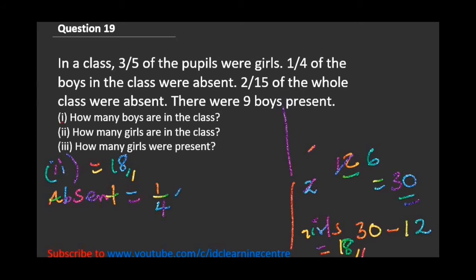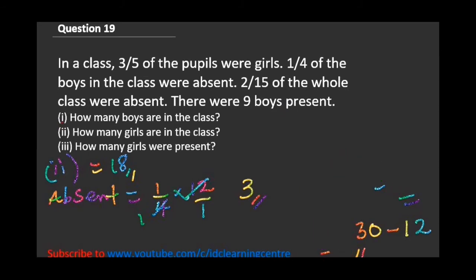1/4 of means times 12 over 1, which will give me the number of boys absent. So 3 boys were absent. And the question says 2 over 15 of the whole class were absent, the number of pupils absent, the whole class now.